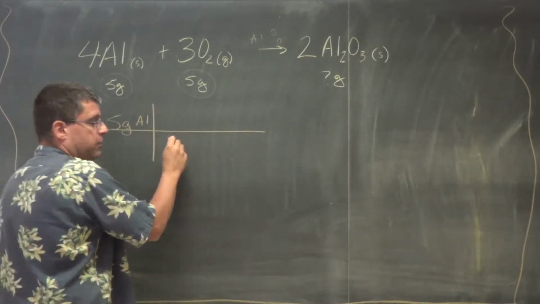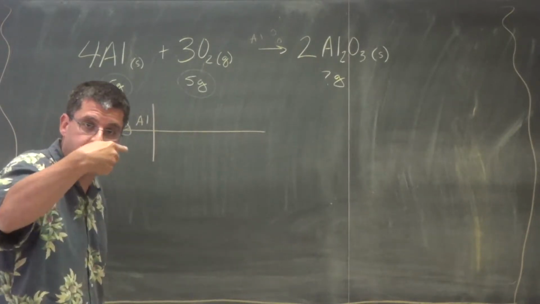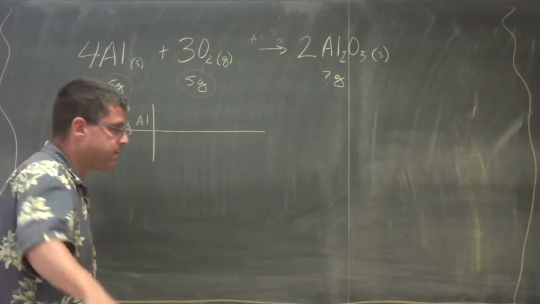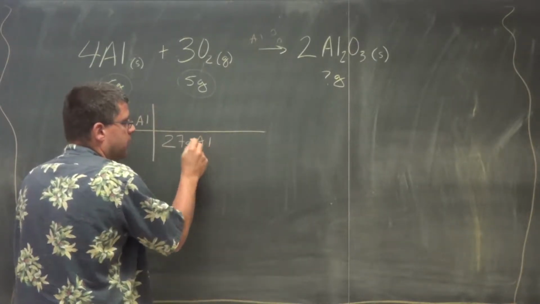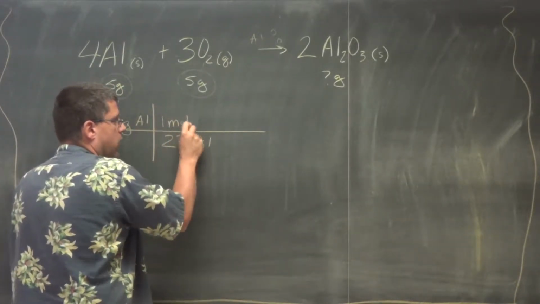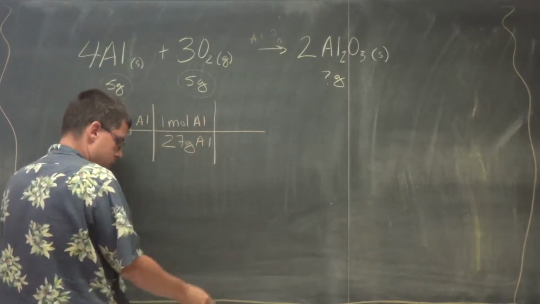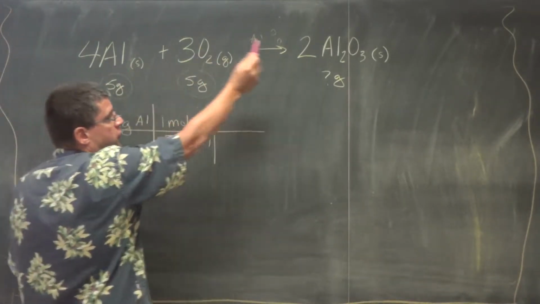I'm going to round it for simplicity. You high school kids that are watching this, I don't do sig figs. Okay? You know that. The molar mass is going to be 27 grams of aluminum. We know that's equivalent to 1 mole of aluminum. Okay, now, we need to transition to the other side.